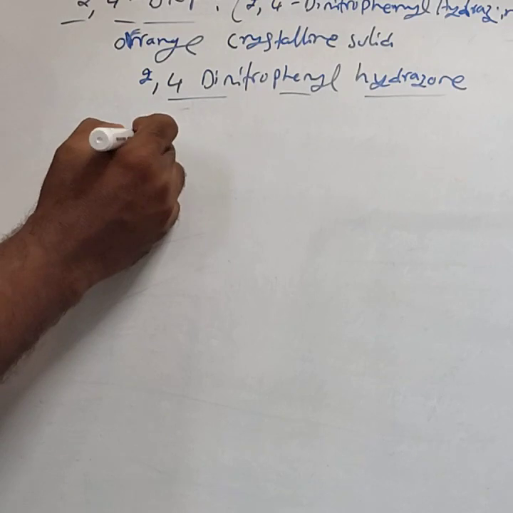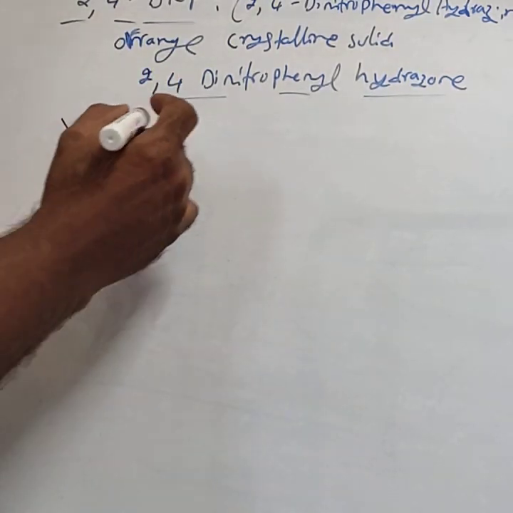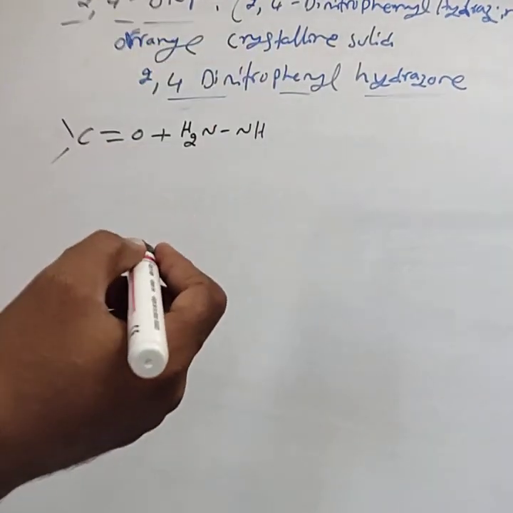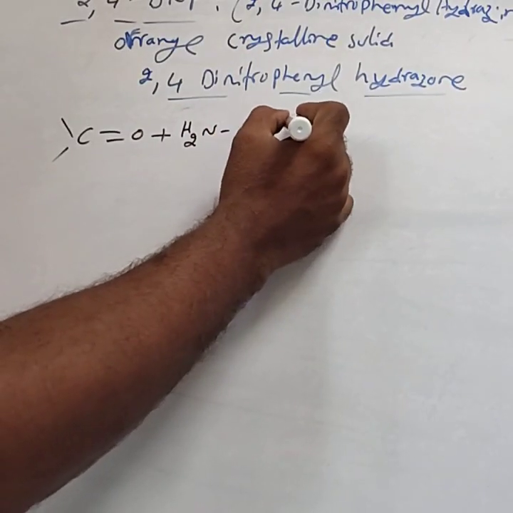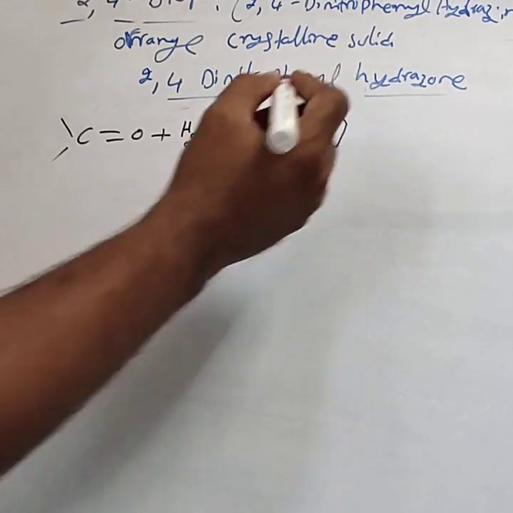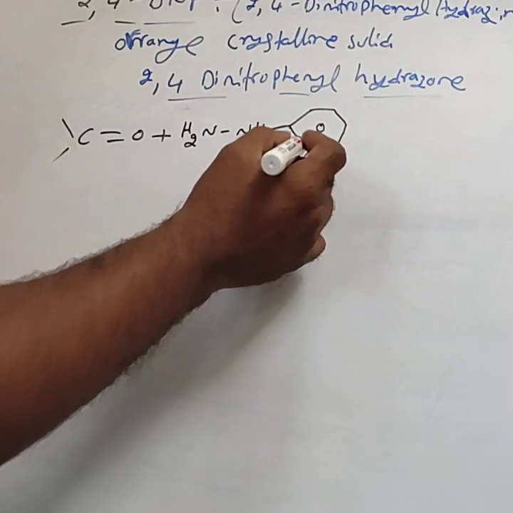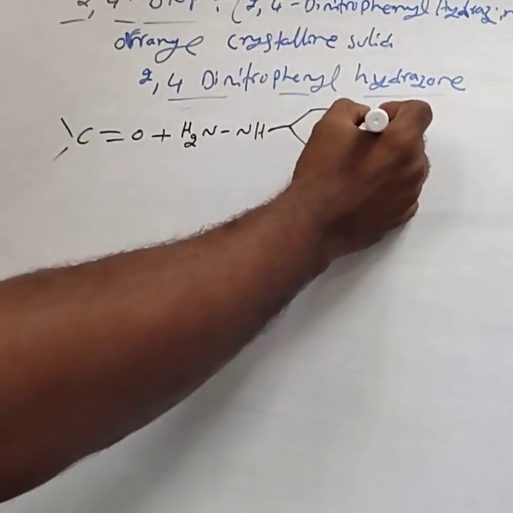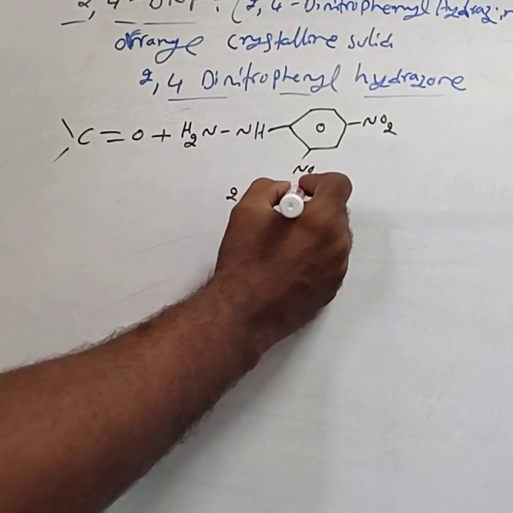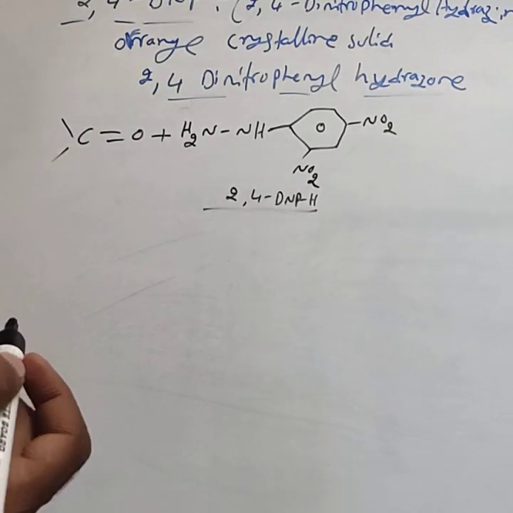This is the reaction. You take the carbonyl compound, then the 2,4 dinitrophenylhydrazine structure is NH2NH. Then here you consider the benzene ring, the phenyl group. This is the first position, this is the second. Dinitro 2, this is the fourth position. Dinitro, this is 2,4 DNPH. Dinitrophenylhydrazine, 2,4 DNPH.